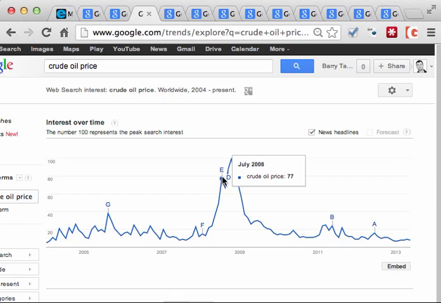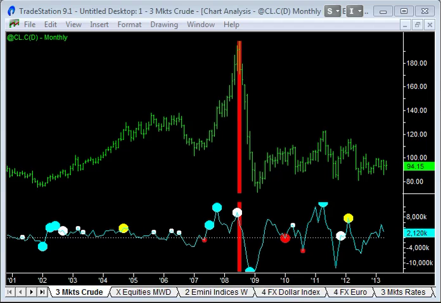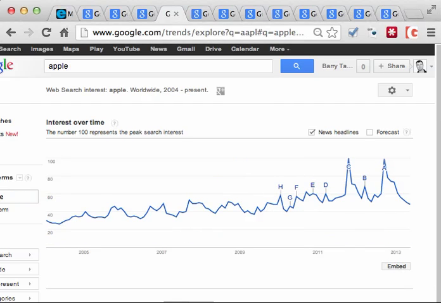If you hover over these little labels, you can see representative titles of articles that were being written at the time. At this prior peak they were talking about the price going up, and at this little dip they were talking about the price going down. The crude oil price went into a parabolic move and then came down parabolically as well. So the euphoria picked up in that Google Trends index is represented by the price move up, and the panic was the price moving down. Next one as an example, here's Apple.